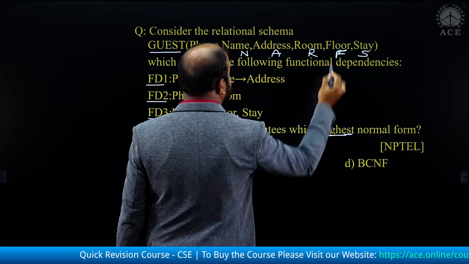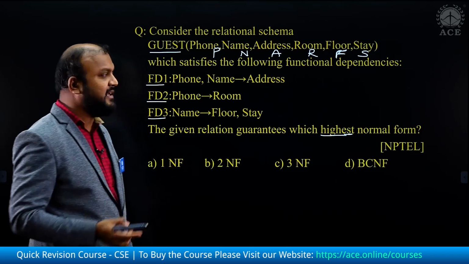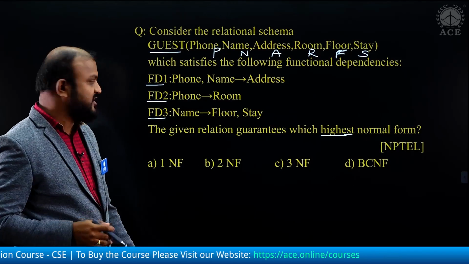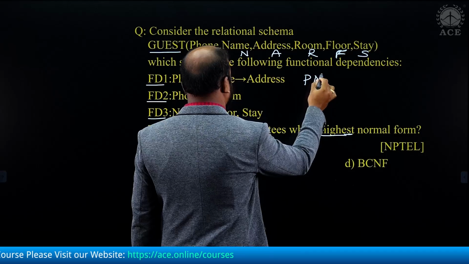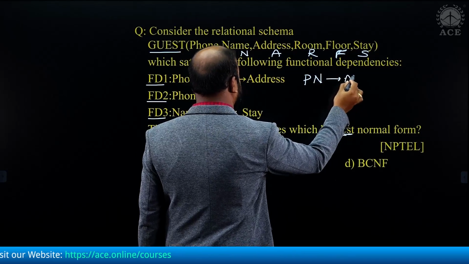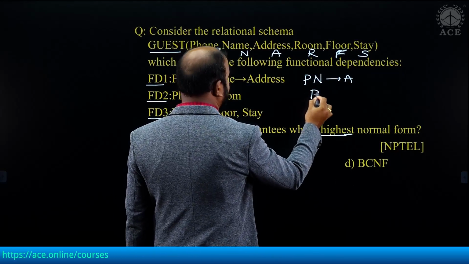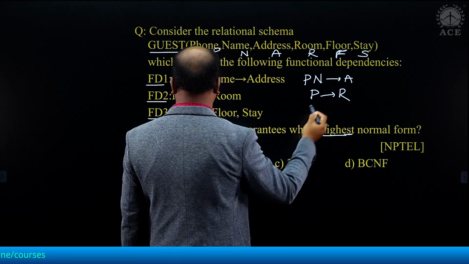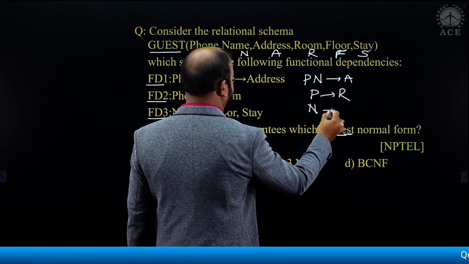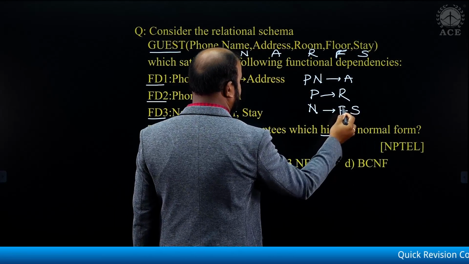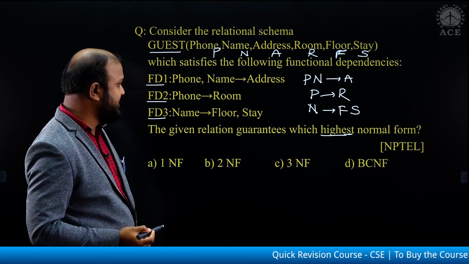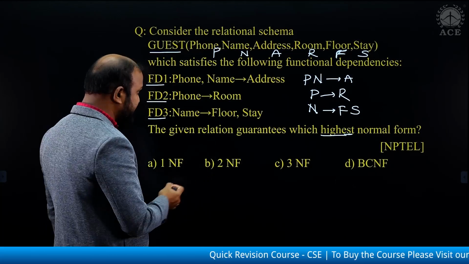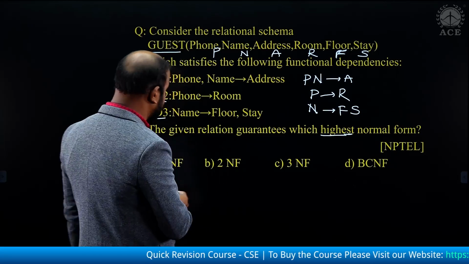Just for my understanding, I'll be using a single letter for representing each attribute. Phone number and name determine the address. With phone number, we determine the room. With name, we determine the floor in which the guest is staying. These are the dependencies. First, you find the key. Take the closure of PN.